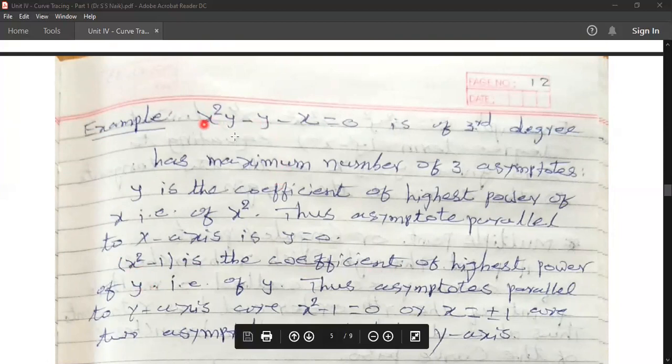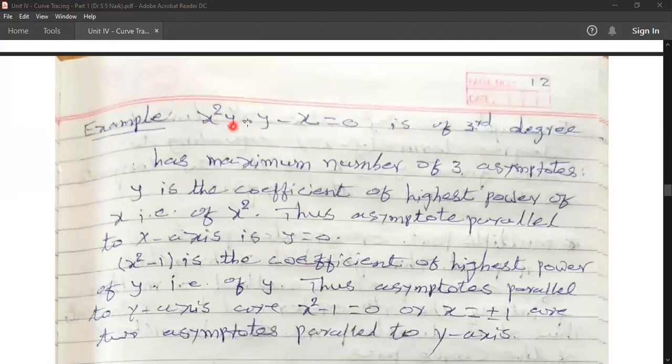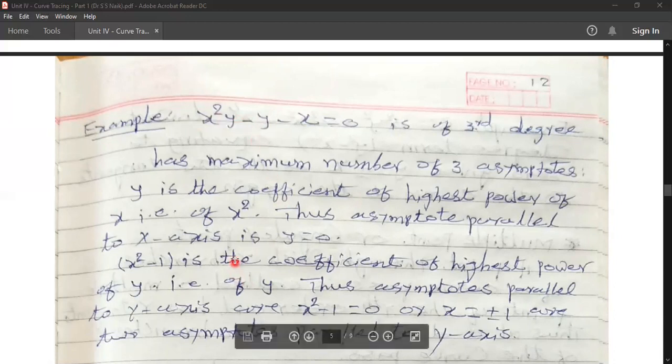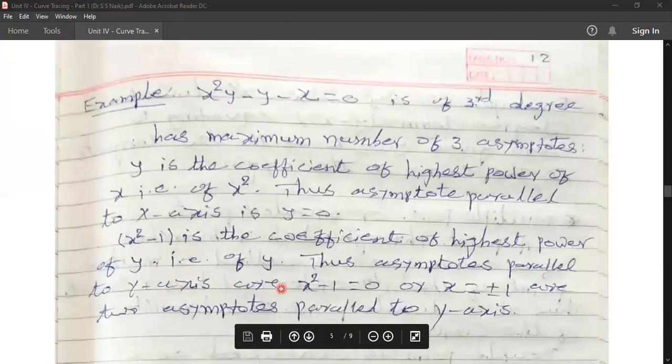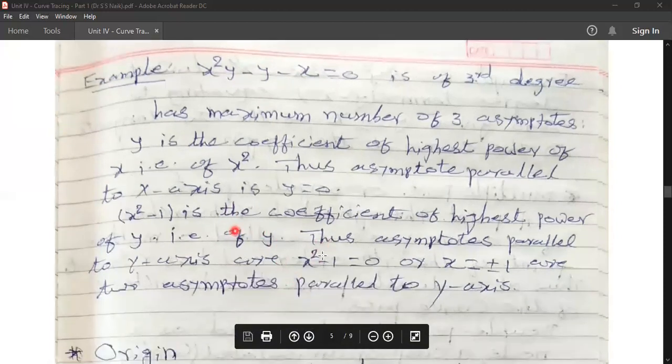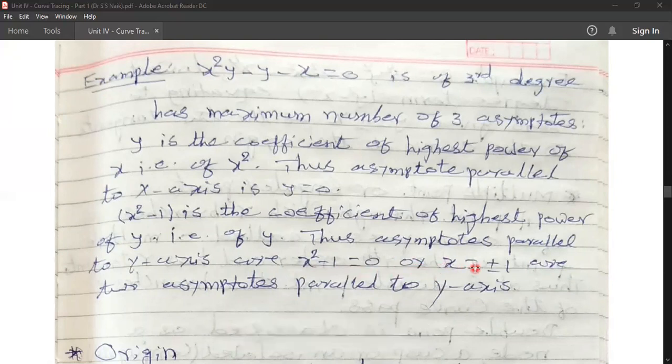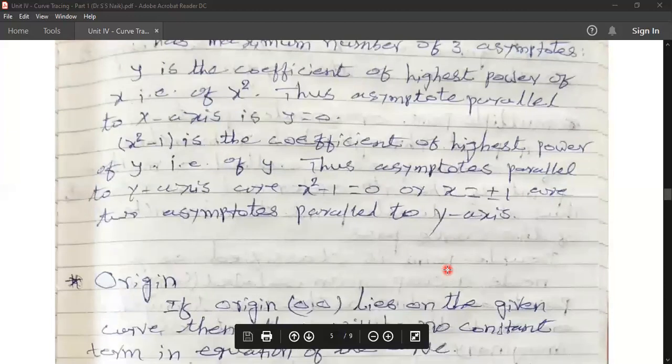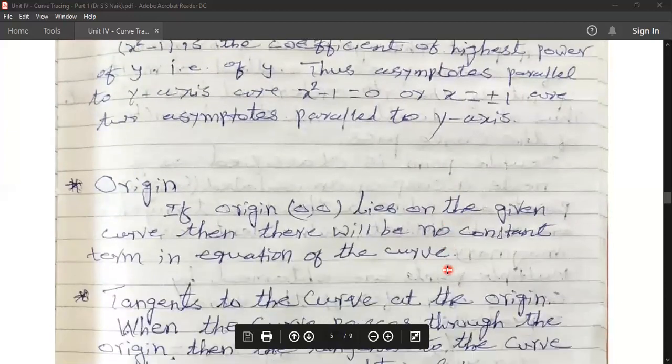Now x square minus 1 is the coefficient of the highest power of y. That is, if you take y common from x square y minus y, then y becomes outside, and x square minus 1 becomes the coefficient of the highest power of y. Equating this to 0, we get the asymptote parallel to the y-axis. x square minus 1 is equal to 0, or x is equal to plus or minus 1 are the two asymptotes parallel to the y-axis.